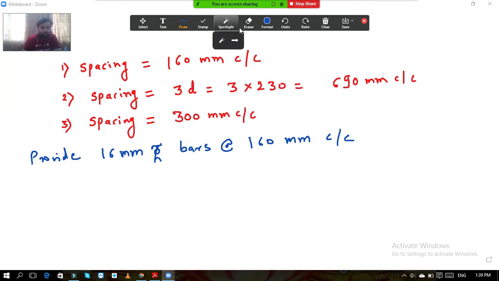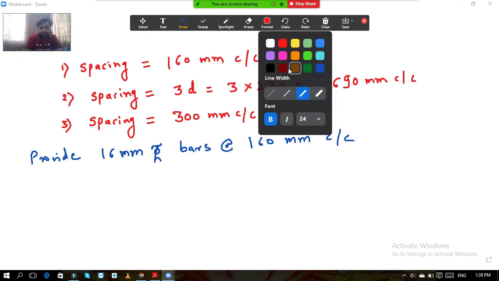Now we will provide distribution steel. The staircase slab is always designed as a one-way slab. So in a one-way slab, in the shorter direction normally we provide main steel, and in the other direction we provide distribution steel. In the same way, in the staircase, we have now provided the main steel bars, that is the main reinforcement. Now we are going to provide the distribution steel.